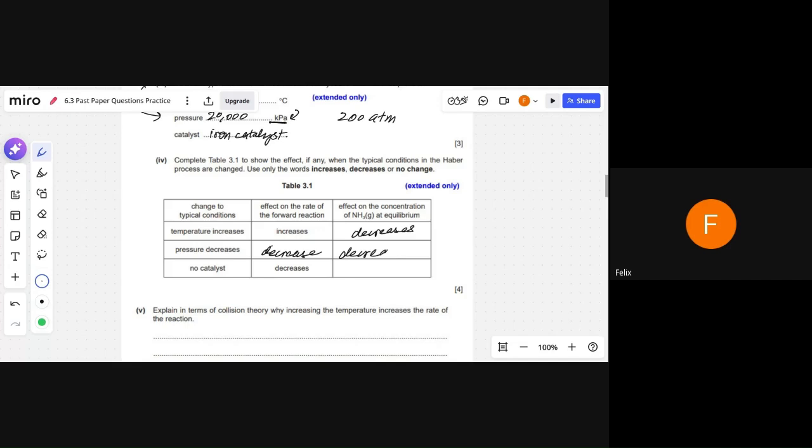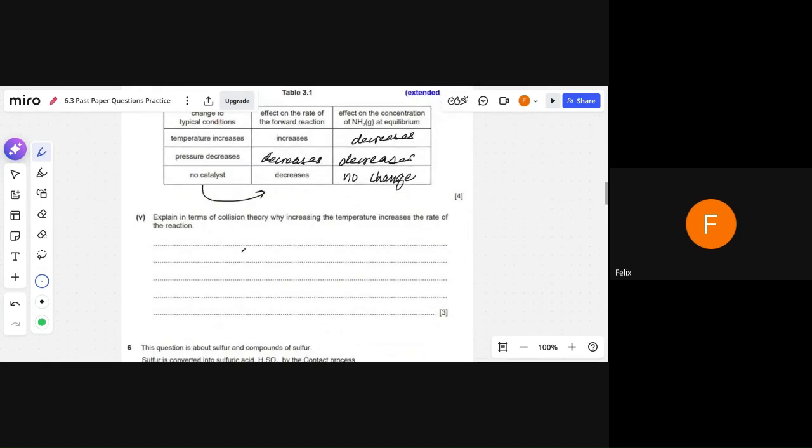Okay, catalyst, no catalyst, the rate of the reaction will decrease, but effect on the concentration of ammonia at equilibrium, there it will be no change. So yeah, catalyst only changes the rate of a reaction, but it doesn't change the concentrations at equilibrium. I hope this is clear. Now, we move on to the next one.